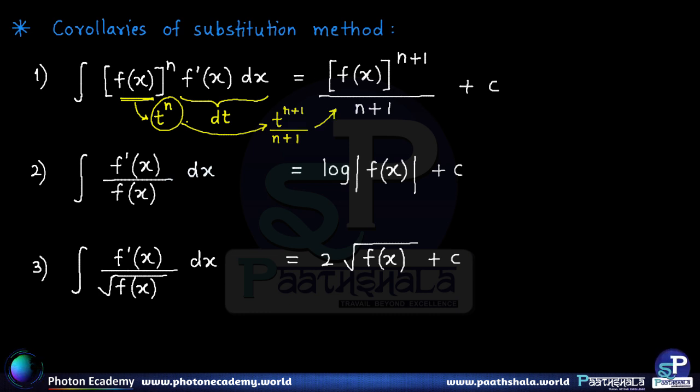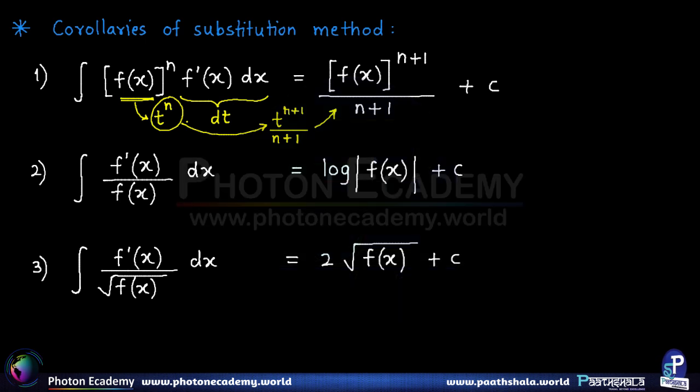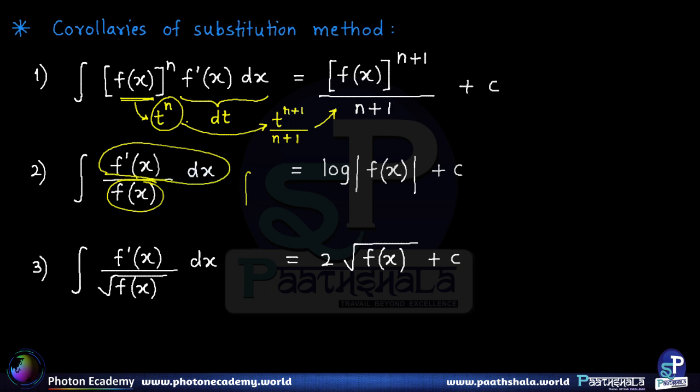Similarly in the second one we have f dash of x upon f of x to be integrated, and the answer is log of mod of f of x. That is, once again, if you replace f of x with t, then f dash of x dx becomes dt. So therefore what we want to really integrate is 1 upon t with respect to t, and the integral of 1 upon t as we know is log of t. So on replacing back we get log of f of x.